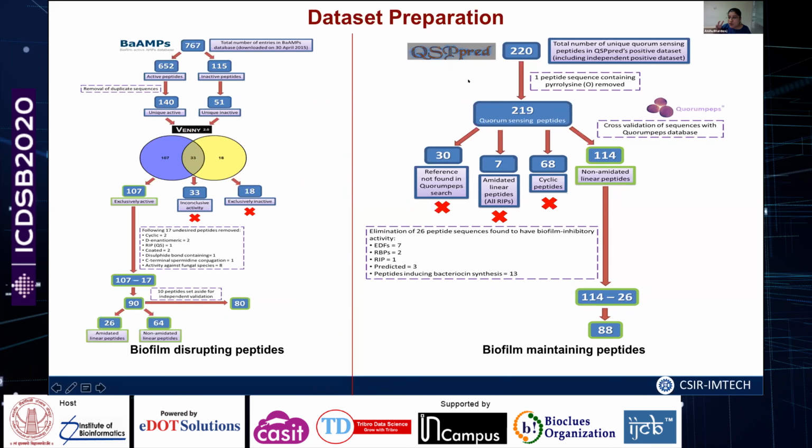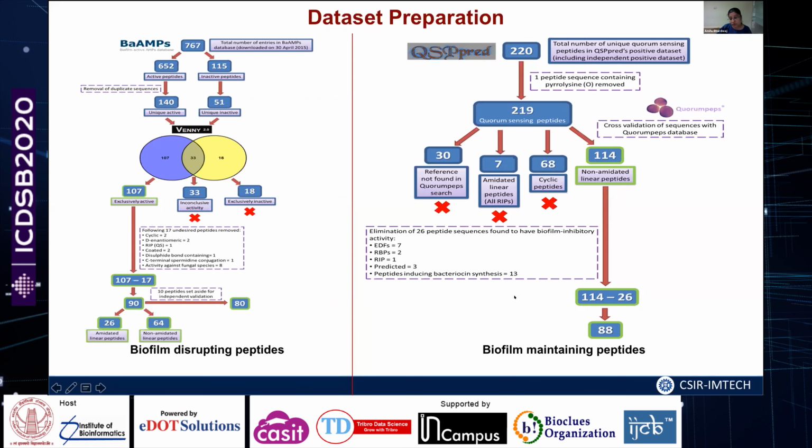So this is a very unusual way. Normally you would have taken a biofilm-active versus an inactive peptide. We didn't do that. We took peptides which were maintaining the biofilm versus peptides which were disrupting the biofilm as the negative and the positive data sets.